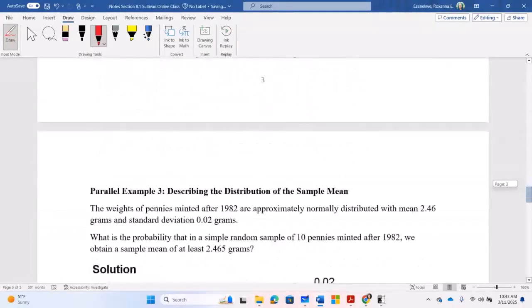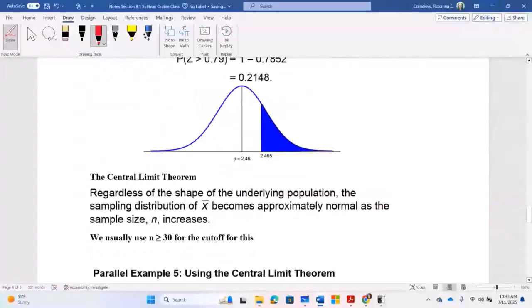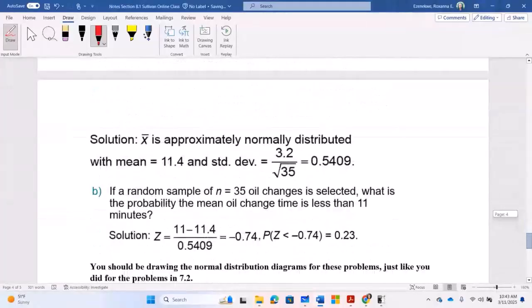And then we shall get to a practice test, get into practice and solve problems on the central limit theorem.